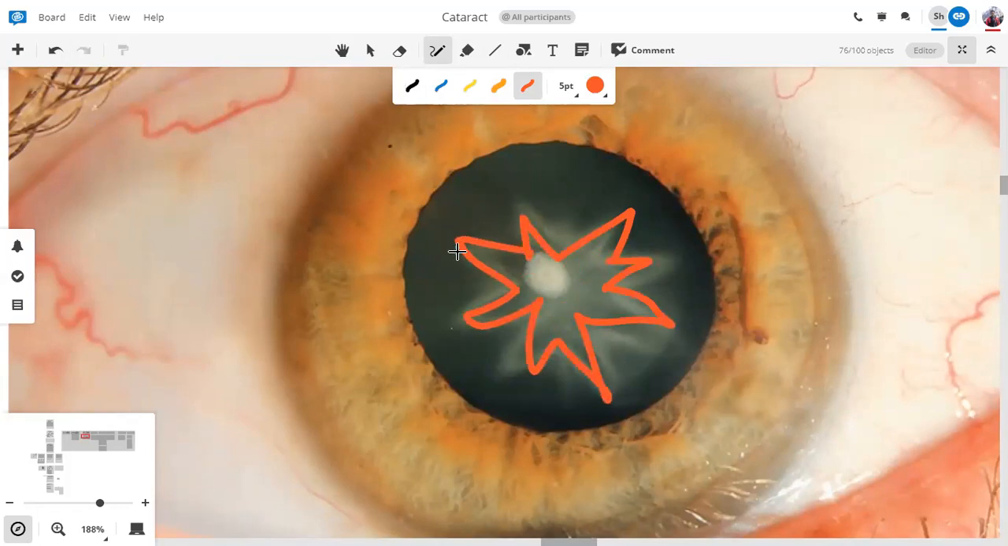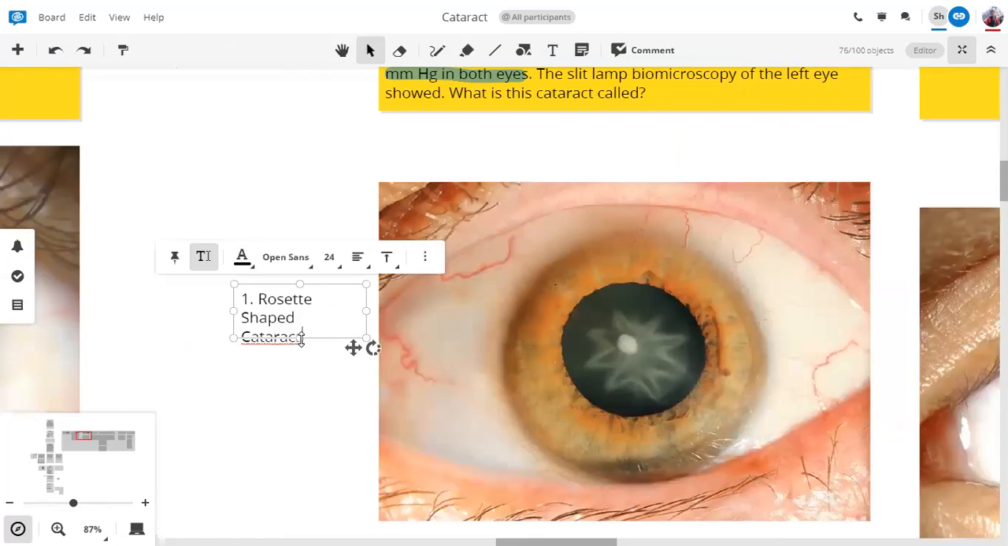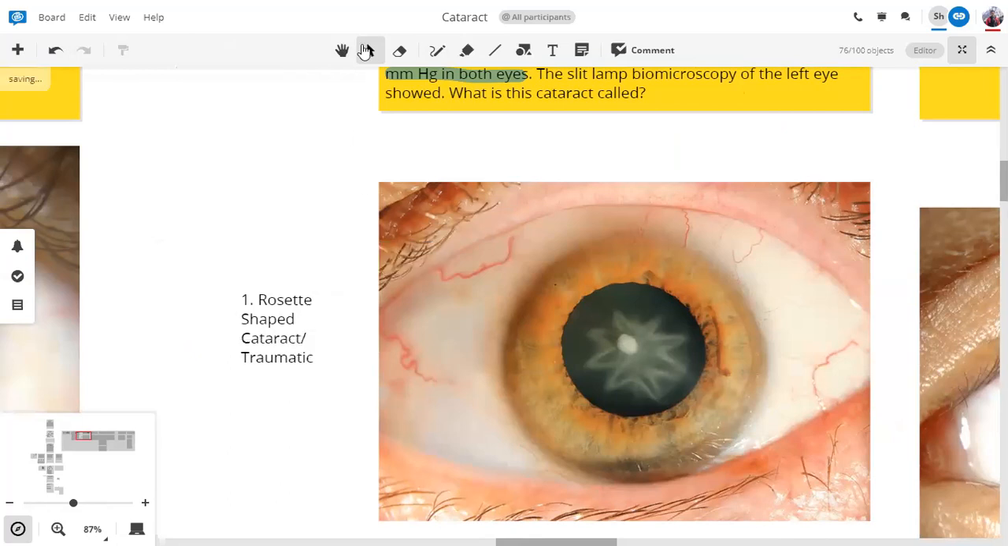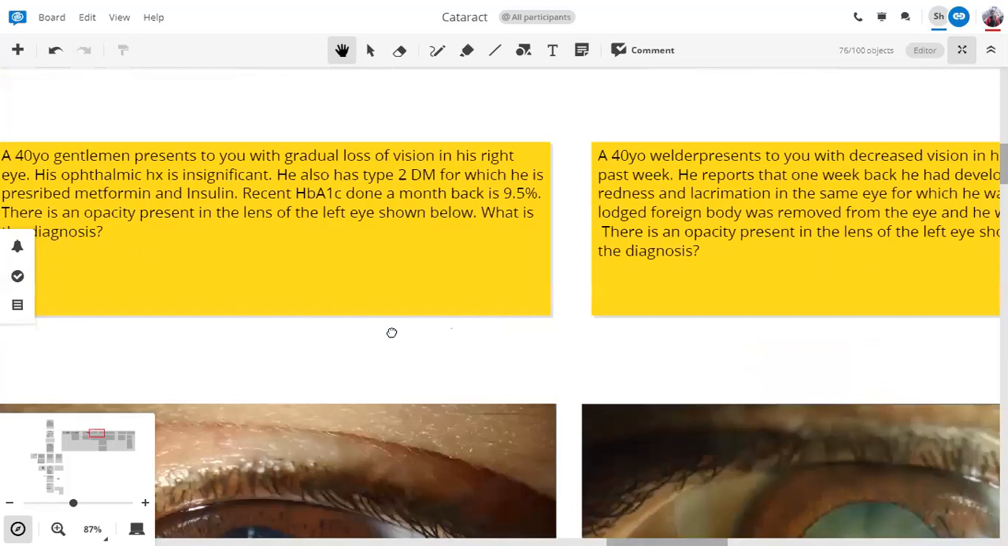A rosette-shaped cataract is associated with trauma. This is an important buzzword for your MCQs which you have to remember. A rosette-shaped cataract is also a traumatic cataract, caused by trauma. Blunt trauma will have other manifestations as well. It can have Vossius ring, it can have mild anterior uveitis, etc. We will discuss them when we discuss blunt trauma. So rosette-shaped cataract done. Now we move on to this case.